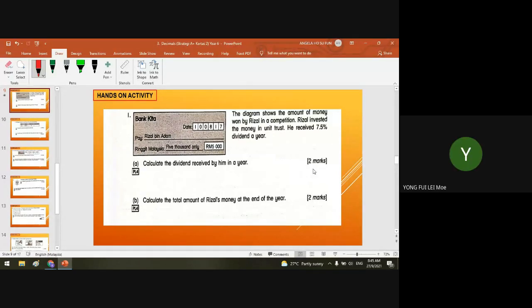Wow, money again. Okay, this is a check received by Rizal. He received 7.5% dividend a year, very high percentage. If you put in ASB, previous year, yes, you could get 7.5%, but nowadays, even if you put in ASB, the dividend given by ASB is not that high.